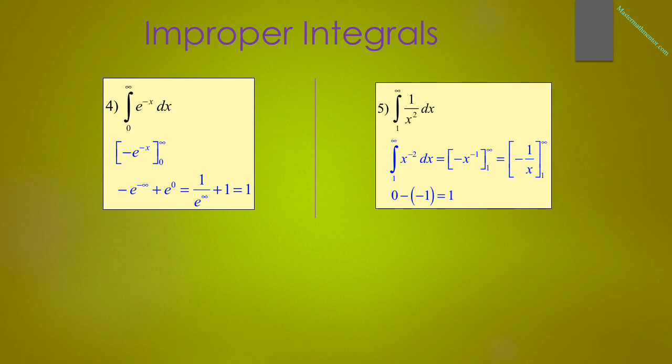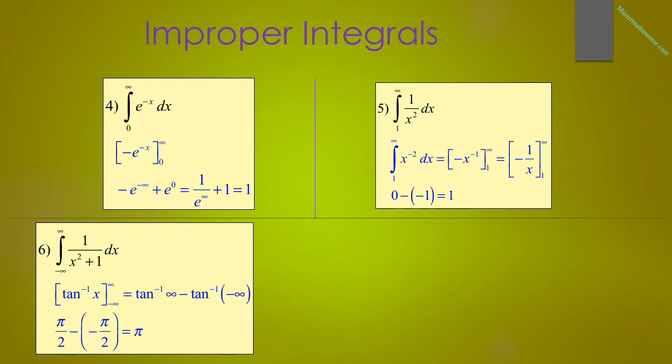Number 5 reads the integral from 1 to infinity of 1 over x squared dx. We can write that as the integral from 1 to infinity of x to the negative 2 dx, which is negative x to the negative 1 evaluated from 1 to infinity, or negative 1 over x evaluated from 1 to infinity. At infinity, we get negative 1 over infinity, which is 0, minus at 1 we get negative 1. So our area is 1.